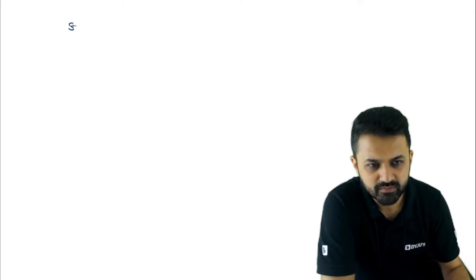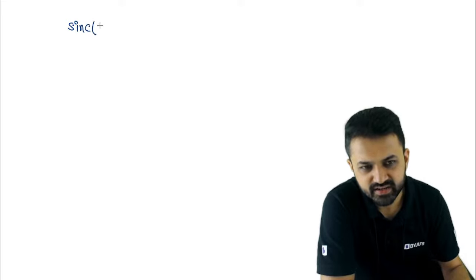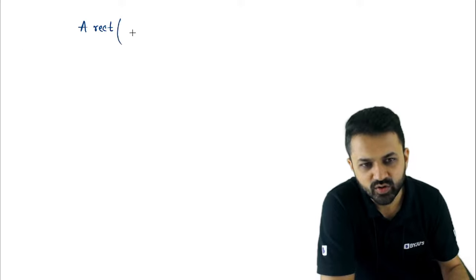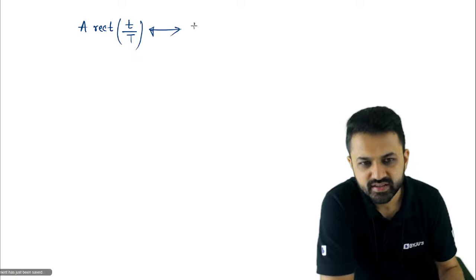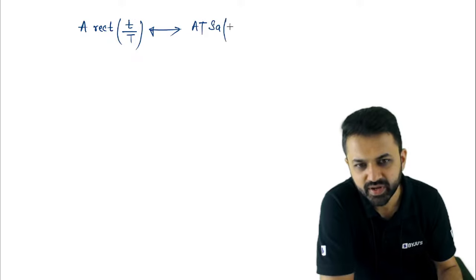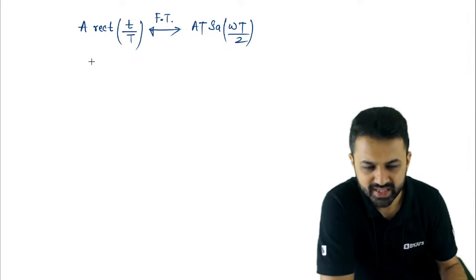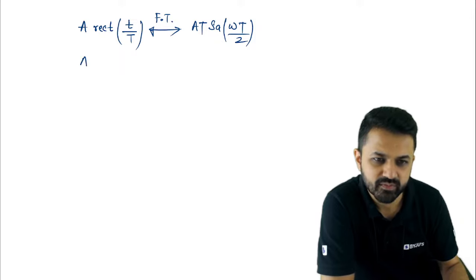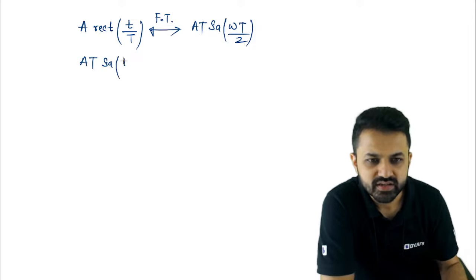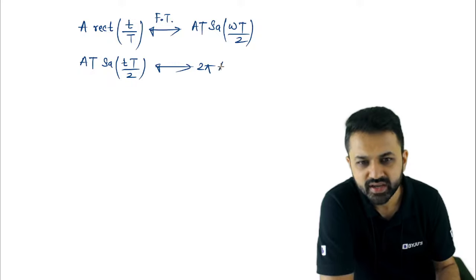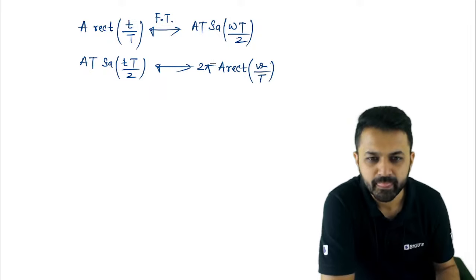Let me write in this form. If you want to write sinc, it is just the opposite of a rectangular function of t upon T. In this form, it has the Fourier transform: a sampling function, sin(ωT/2)... And then you can write in this form: a sampling function of t into capital T by 2 is equal to 2π a rectangular function of ω by T.